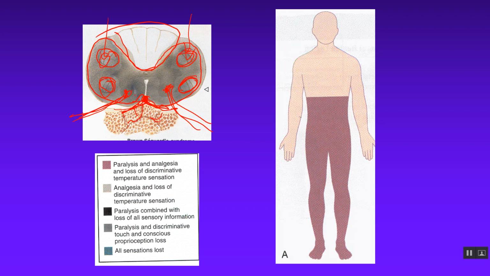You still need to teach them to shift their weight and de-weight their body and so forth, and make sure that they're monitoring their skin, because they don't have the pain and temperature coming up to give them awareness of that. So they're still at high risk for pressure ulcers. This is anterior spinal cord syndrome.